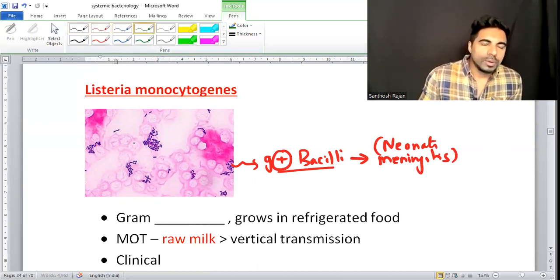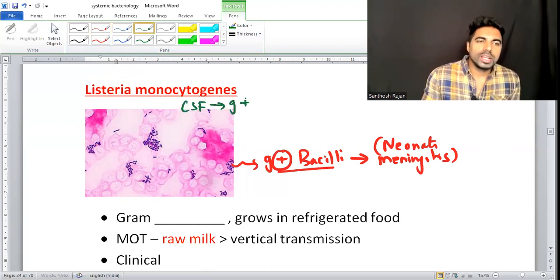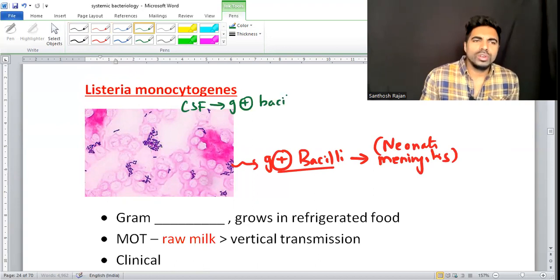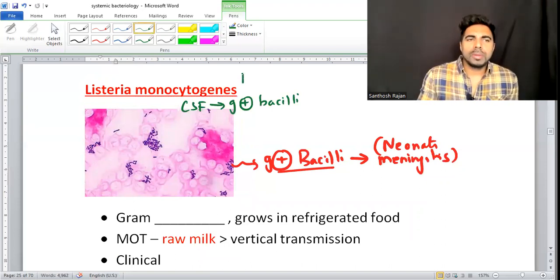You will get a CSF sample in the picture. In the CSF sample, you're seeing a gram positive bacilli. This clue is enough. In a neonate, CSF, gram positive bacillus, child has symptoms of meningitis. What is the bacteria? See, Listeria, because it comes in McDonald's.